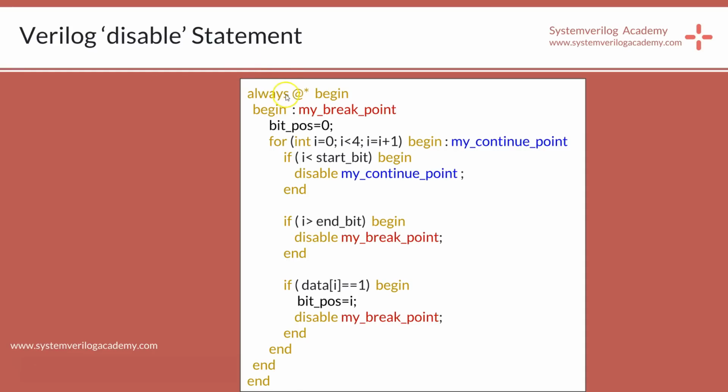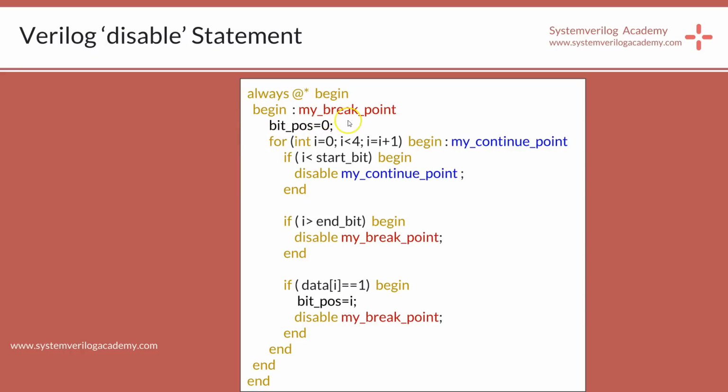Here is an example of a Verilog disable statement usage to break and continue in loops. It is intended to find the first bit set between a start bit and an end bit in a variable. You can see that these begin keywords are named.